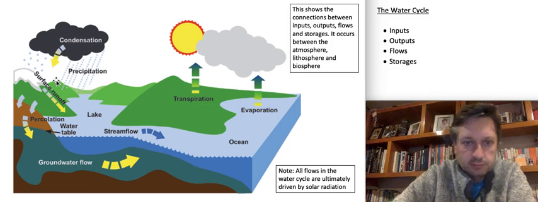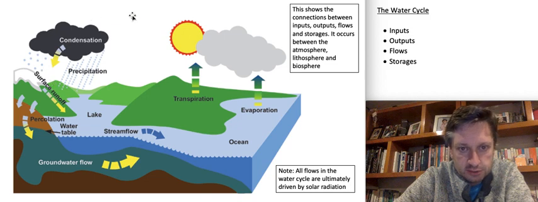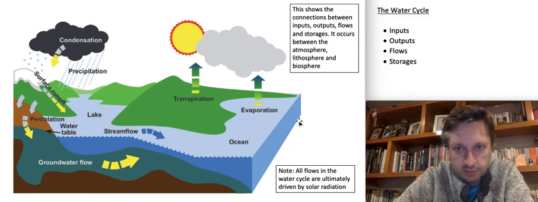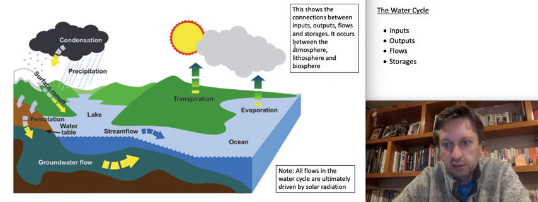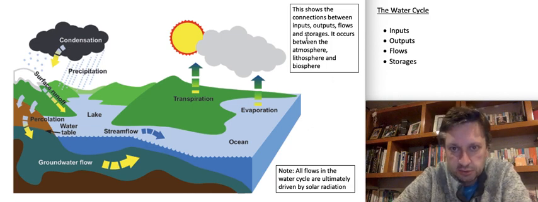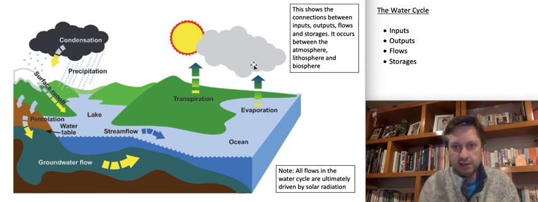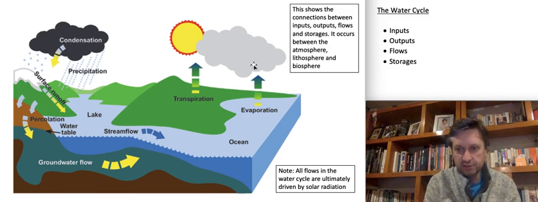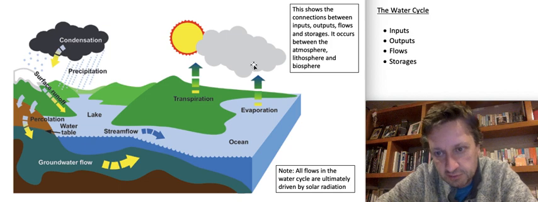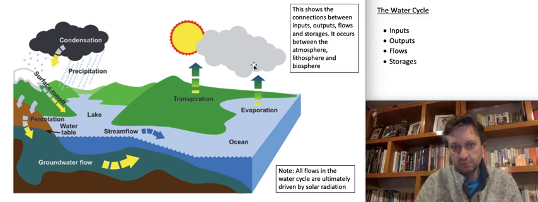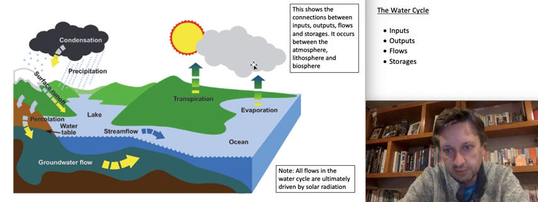Okay, so pretty much that covers that diagram. I'm sure you'll agree it's fairly straightforward. One nice thing about the water cycle that I've stated in this box up here is it occurs in the atmosphere, the lithosphere, and the biosphere. It kind of covers pretty much the whole planet, the water cycle.